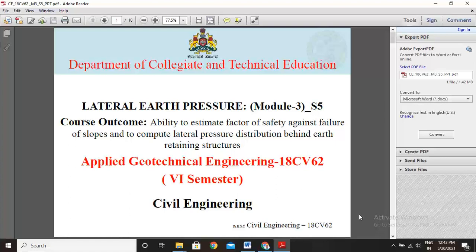The title of the subject is Applied Geotechnical Engineering, and the subject code is 18CV62 in the 6th semester of the Civil Engineering Department. Okay.